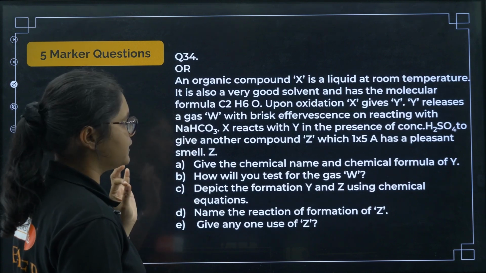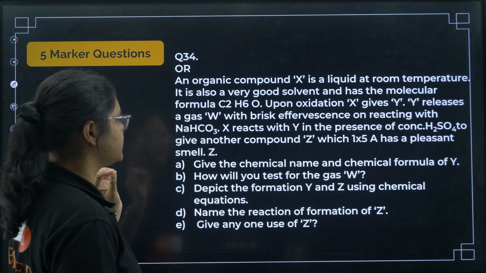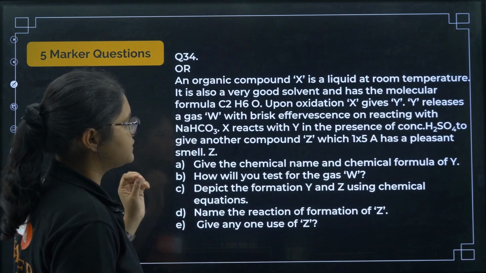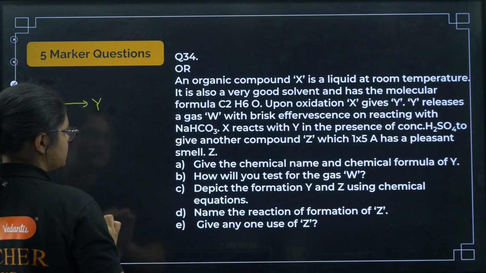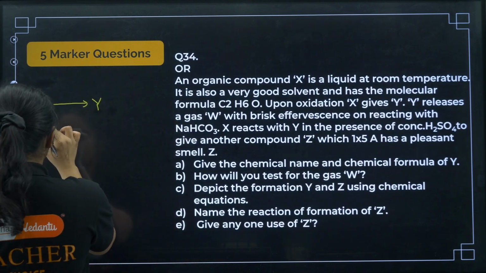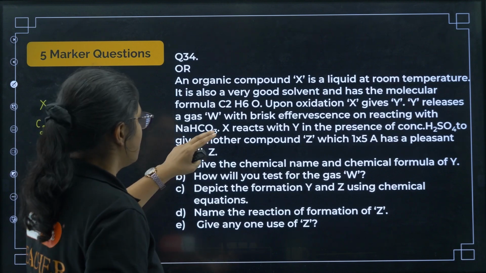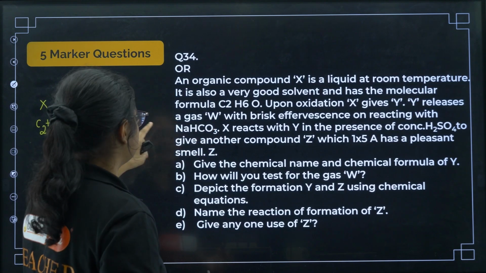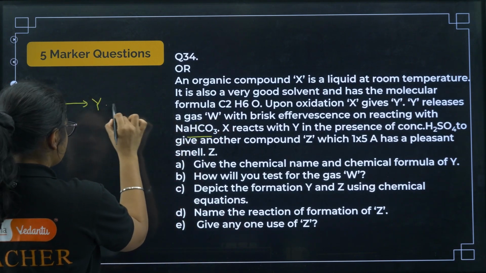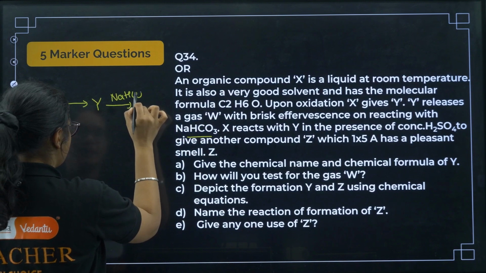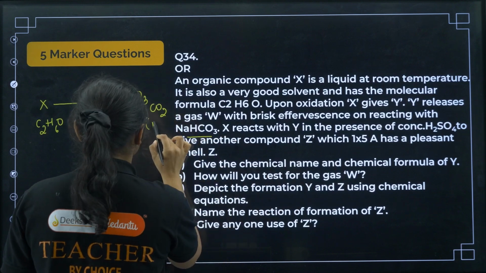An organic compound X is a liquid at room temperature. It is also a very good solvent and has the molecular formula of C2H6O. Upon oxidation, X gives Y. So we have X gives Y on oxidation, and we have the formula of X as C2H6O. I think it is again ethanol only. Y releases a gas W with brisk effervescence on reacting with sodium bicarbonate. That means the gas must be carbon dioxide, right? That is your W. Fine.